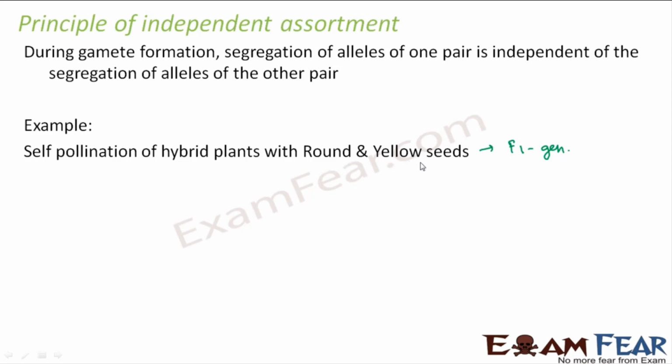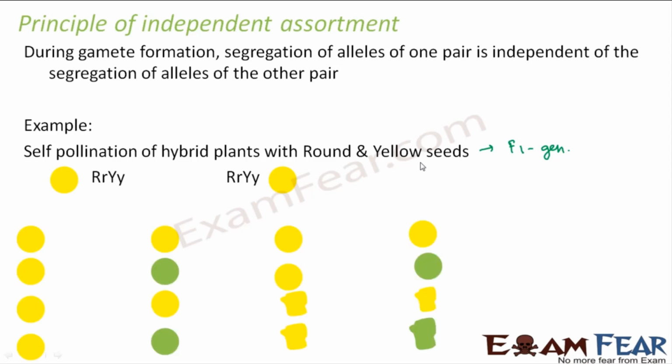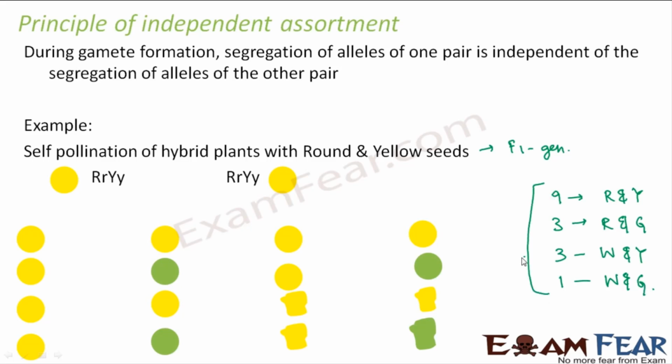Right? Now he self-pollinated the round and yellow seeds. So what did he get? So these round and yellow seeds, when self-pollinated, this was the result. So he got 9 round and yellow seeds, 3 round and green seeds, 3 wrinkled and yellow seeds, and 1 wrinkled and green seed. So this was the result.